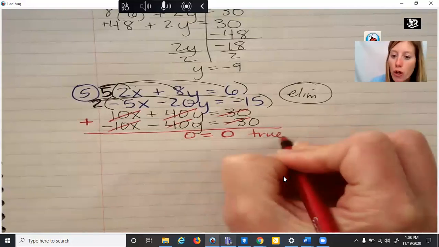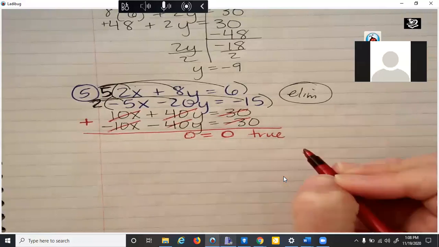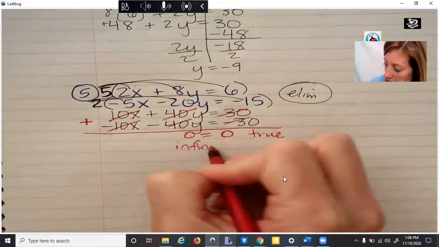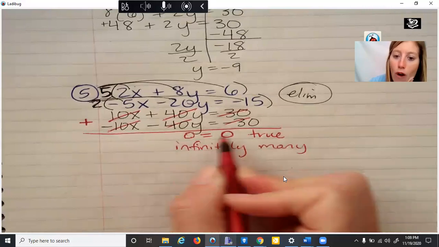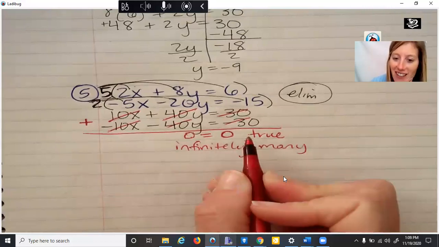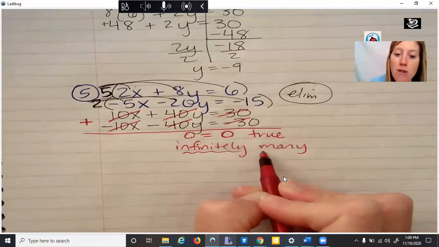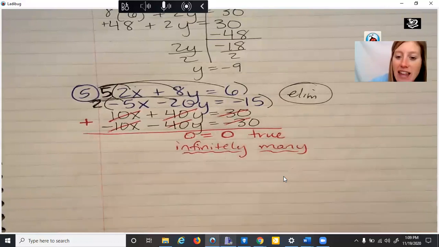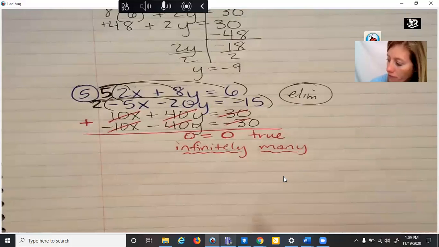If it's true, is that no solution? No. What is it? Infinite solutions. Infinitely many. Will 0 equal 0 forever? Yes, that's why it's called infinitely many. Remember in Toy Story, he says to infinity and beyond. That means forever. 0 will equal 0 forever.